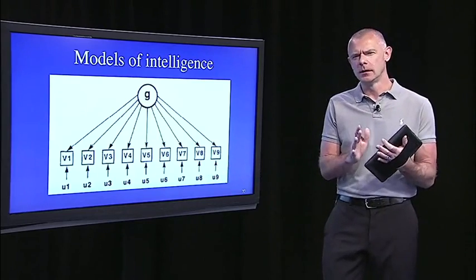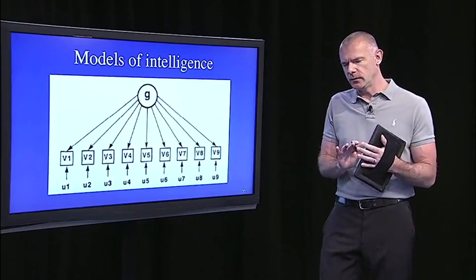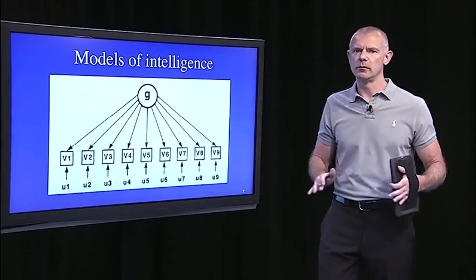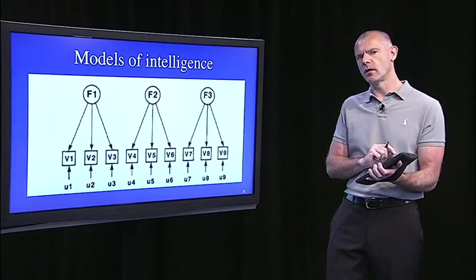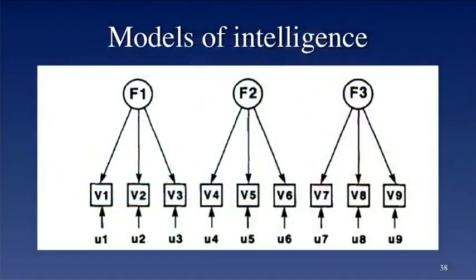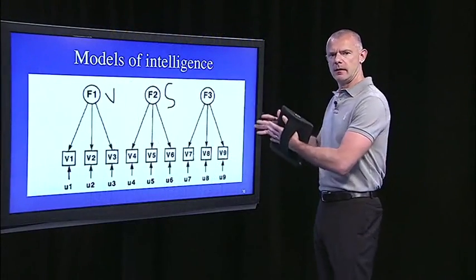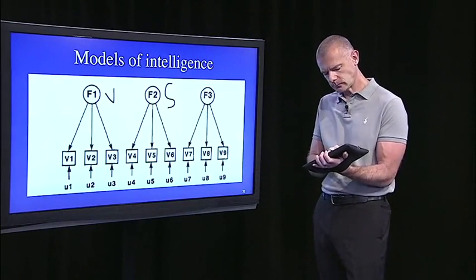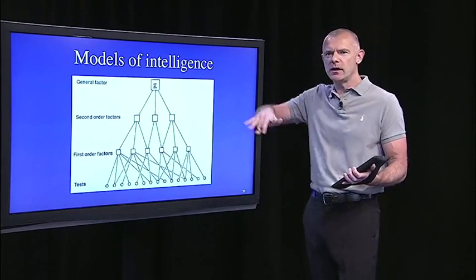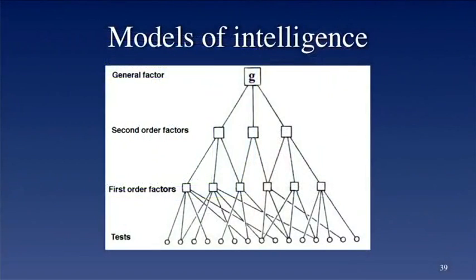Other people came along and said, hey, wait, the patterns of correlations are actually more complex than that. If you look at lots of different kinds of tests, lots of mathematical tests and lots of verbal tests and so on, you start to get something that looks more like this, where you have multiple factors, F1, F2, F3. This could be verbal ability, this could be spatial ability, and so on. There are actually multiple intelligences. This type of model was advocated by Thurstone as a challenge to Spearman. It turns out that it doesn't work very well because those second-order factors are correlated themselves, so you still need to incorporate the idea of a general factor.